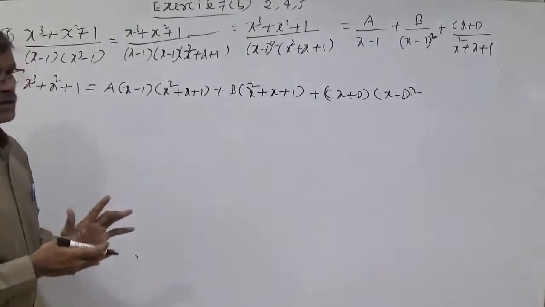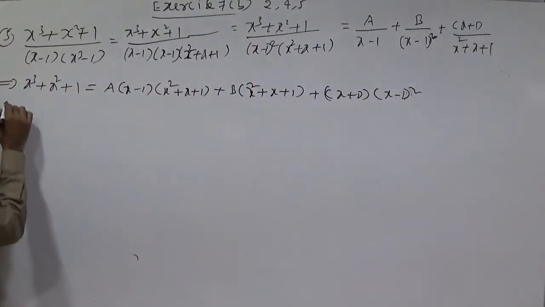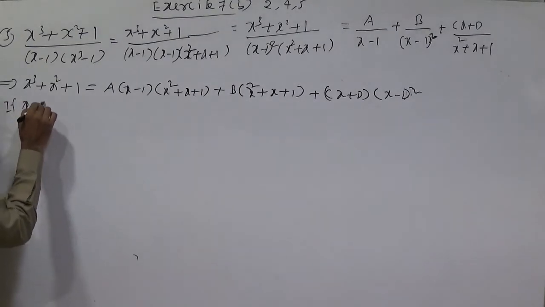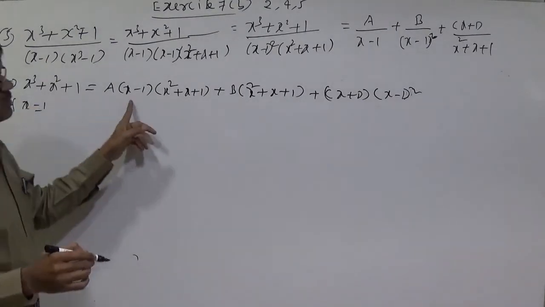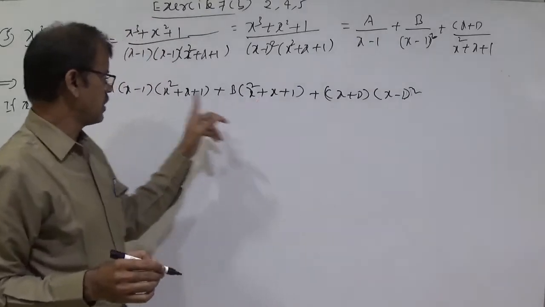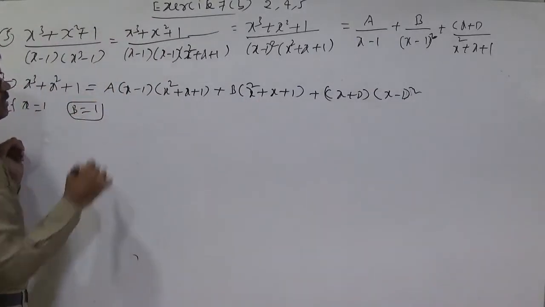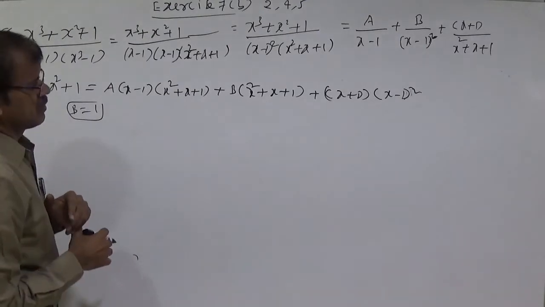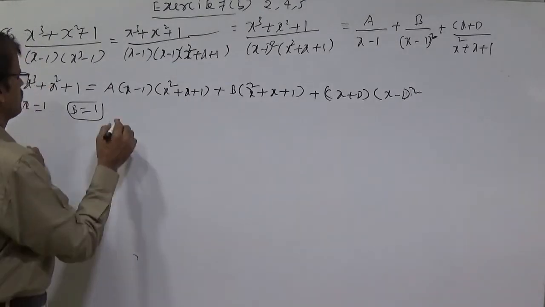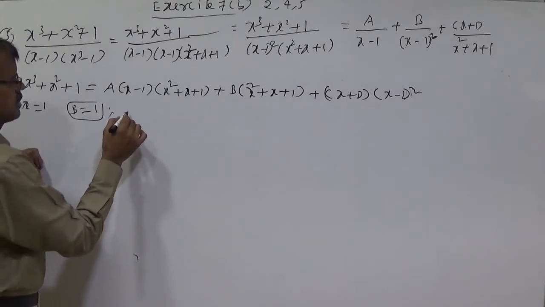Now you can put the shortcut, x is equal to 1, on both sides. If x is equal to 1, this becomes 0, this becomes 0, this is 3B and this is 3. So B is equal to 1, you write. B is equal to 1.